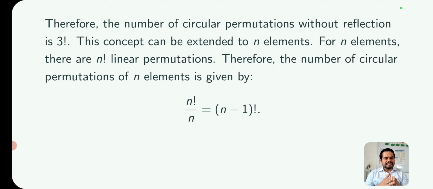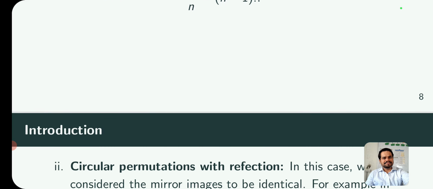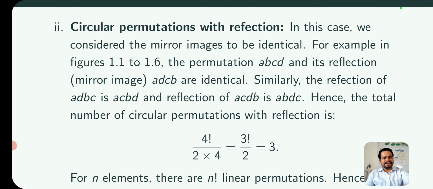For n elements, there are n factorial linear permutations. Therefore, the number of circular permutations of n elements is given by the total number of permutations, n factorial, divided by the n linear permutations that are equivalent, which is equal to n minus 1 factorial. Now see the second case.